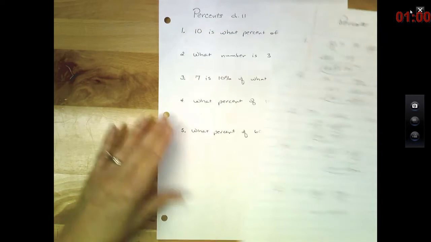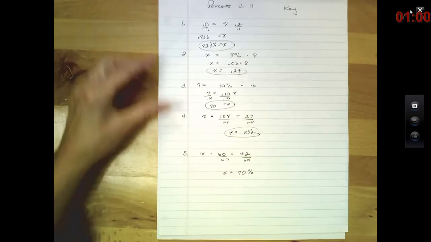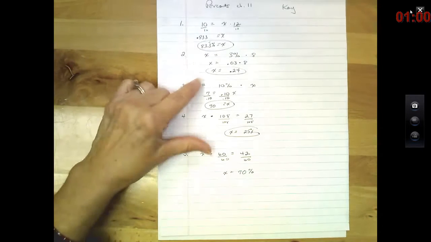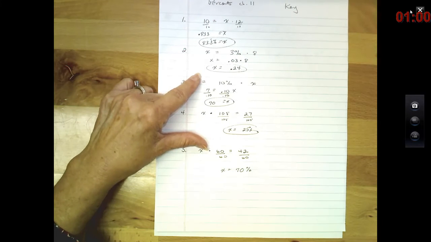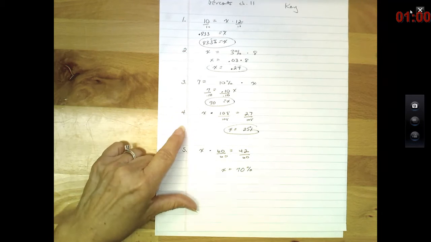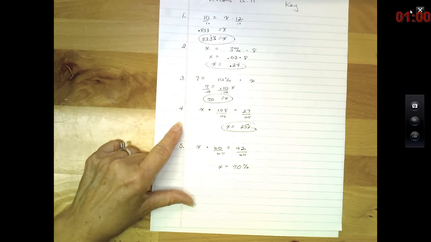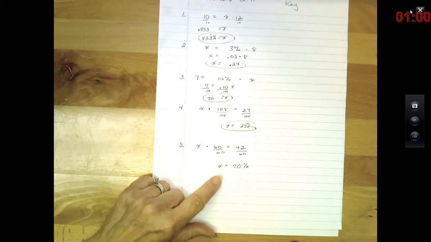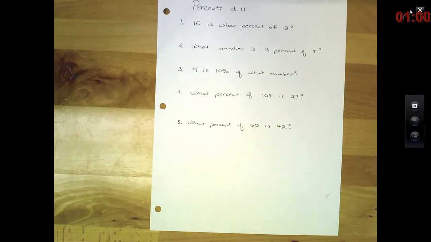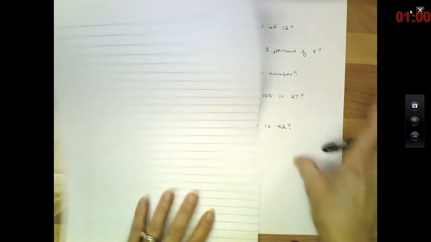Number 1 is 83.3 repeating percent, or 83 and a third. 2 is 0.24, 24 hundredths. 3 is 70. 4 is 25%. And 5 is 70%. I missed number 2. I want to show you what the equations look like on all of these.